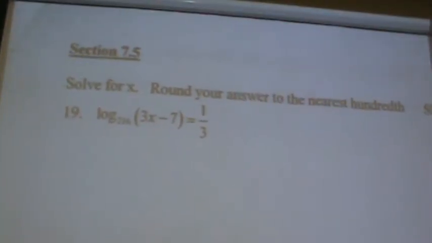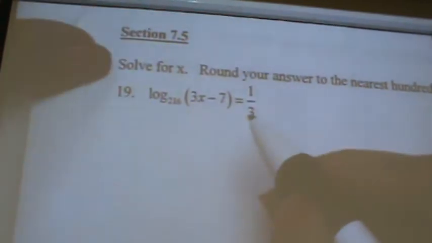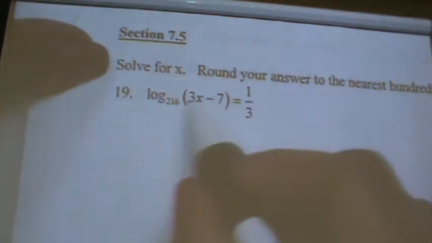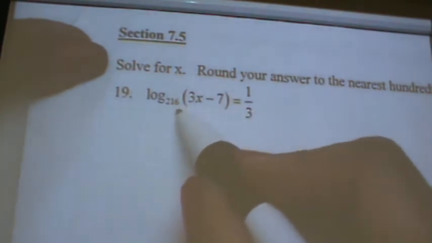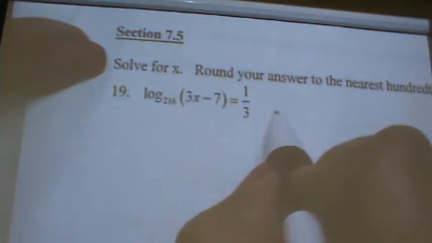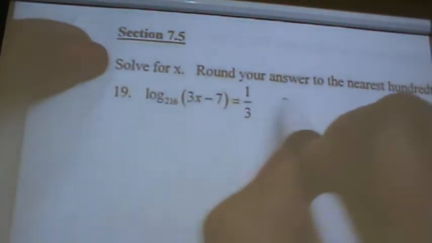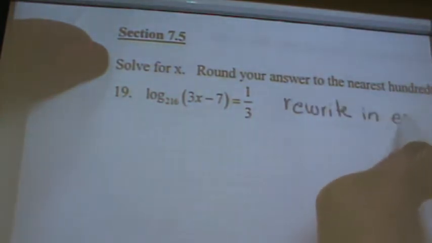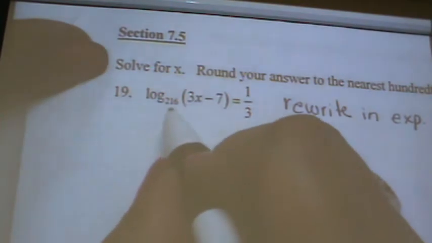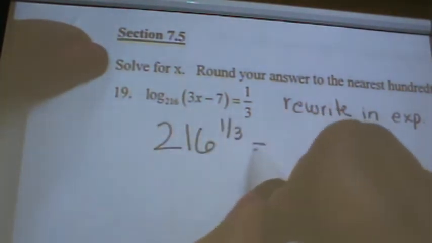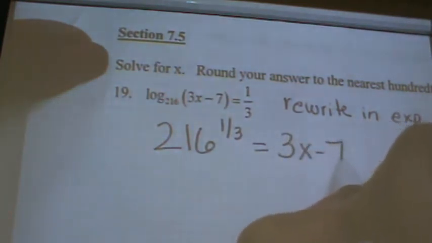Okay, next page. How do you solve these log ones? Well, unless you have both log base 216, which is crazy, you can cross them out, but you can't cross this out because you don't have a log base 216 here. So you are going to rewrite in exponential form. How does that look? 216 to the 1/3 power is equal to 3x minus 7.